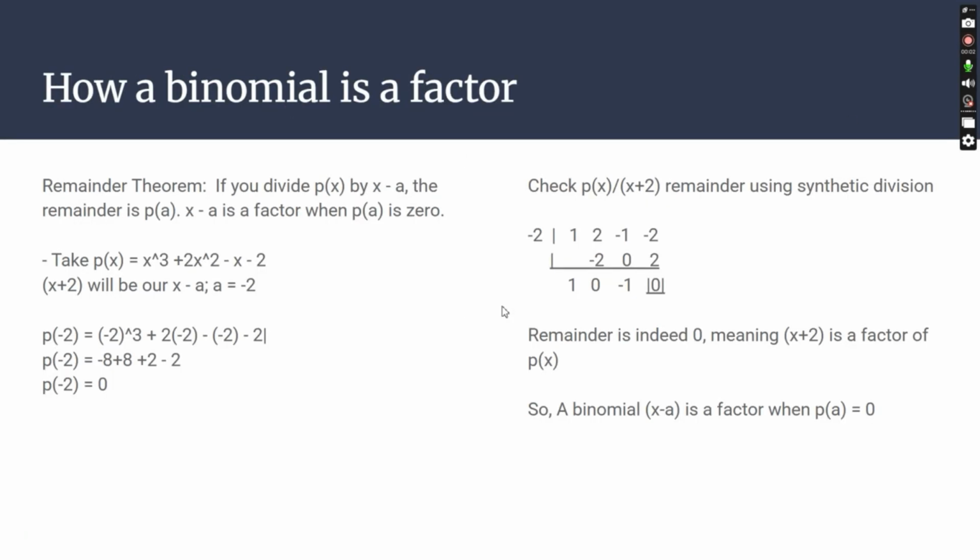To determine whether a binomial like quantity x plus 2 is a factor of a polynomial, we use the remainder theorem. Look at the slide for the definition. We substitute x equals -2 into the original function, which is p of x equals x cubed plus 2x squared minus x minus 2. If p of -2 equals 0, then the remainder is 0 and the binomial is a factor. Using synthetic division confirms this result. The remainder comes out to 0, proving that quantity x plus 2 divides the polynomial evenly.